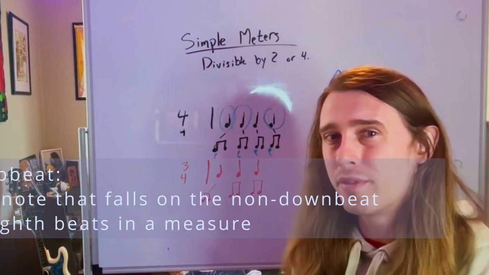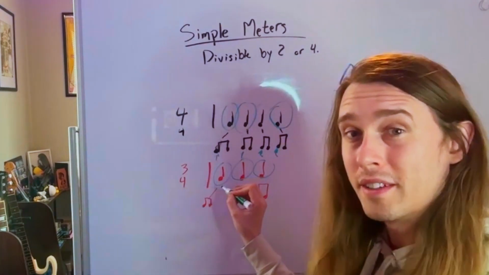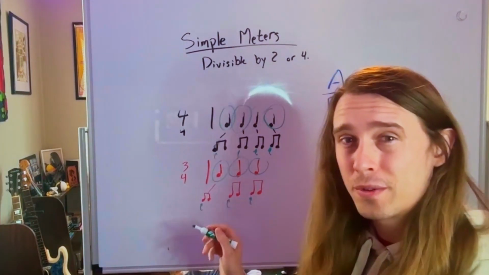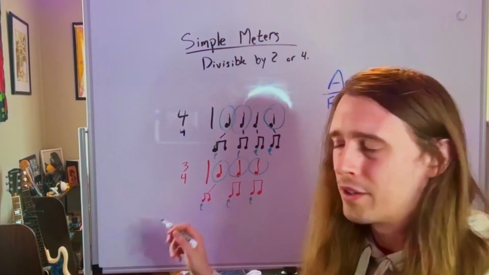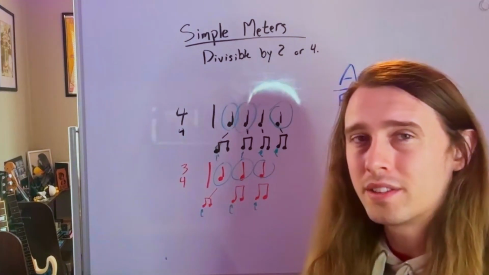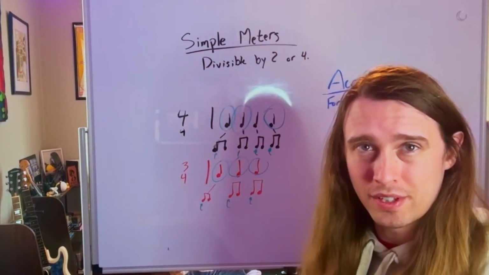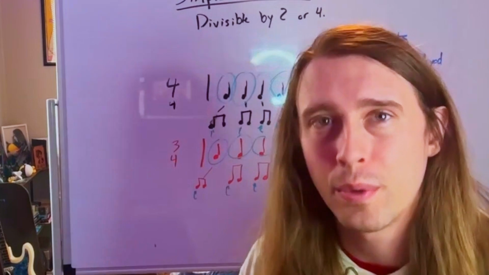Those are upbeats. And upbeats fall on spaces between downbeats. So in the case of 3/4, the downbeats are going to be these quarter notes. Further eighth note subdivisions are going to be the first eighth note in each group of 2. The upbeats are going to be the second eighth notes in the same group of 2. So let's hear what this sounds like.